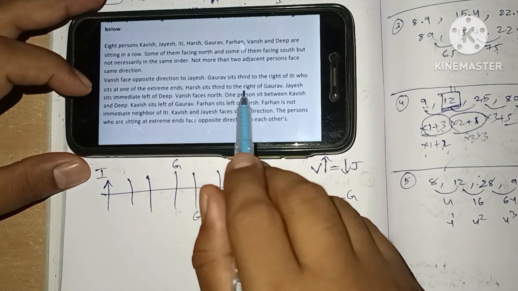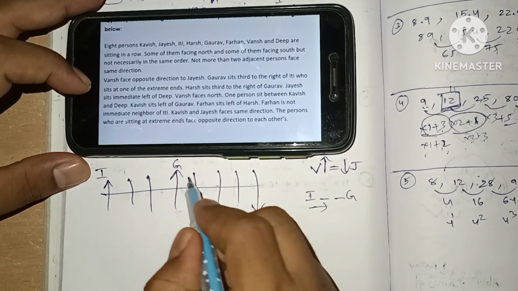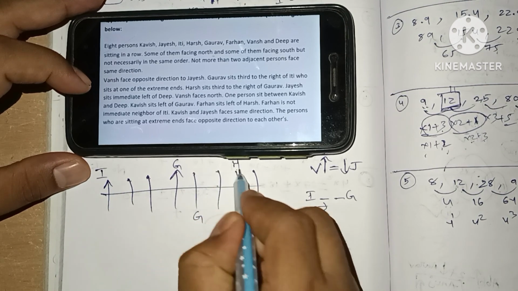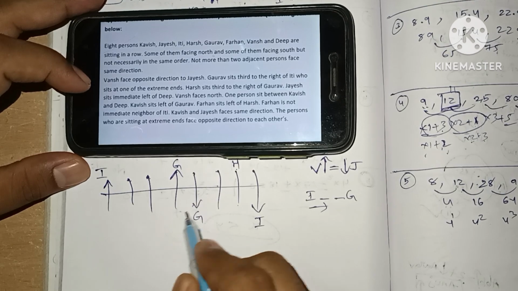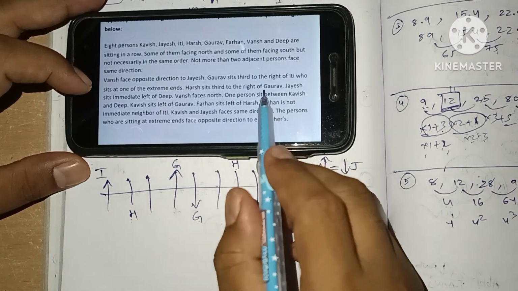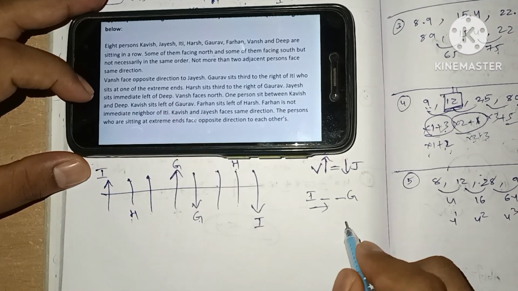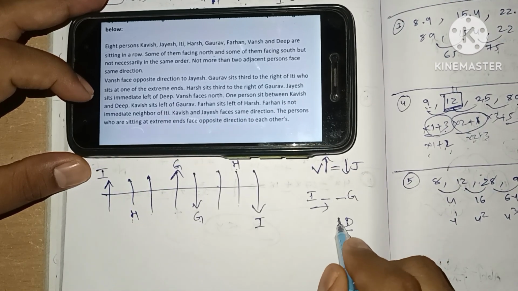Harsh sits third to the right of Gaurav. So 1, 2, third, we cannot place it on this side. 1, 2, third, Harsh is placed here. In this case also, 1, 2, third of Gaurav, Harsh is here. So this is also completed. Jayesh sits immediate left of Deep. Immediate left of Deep is Jayesh.